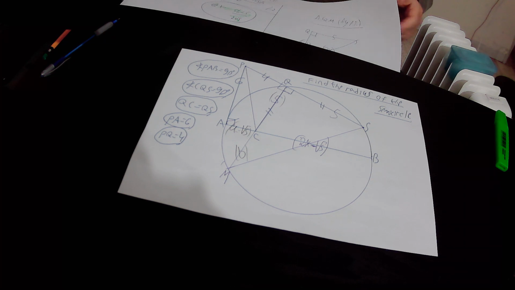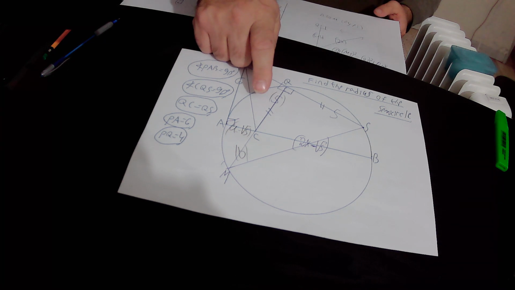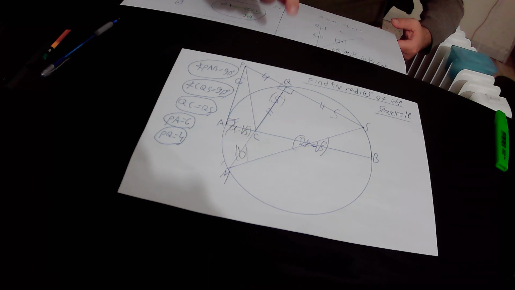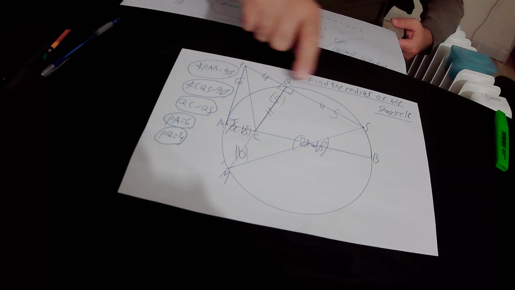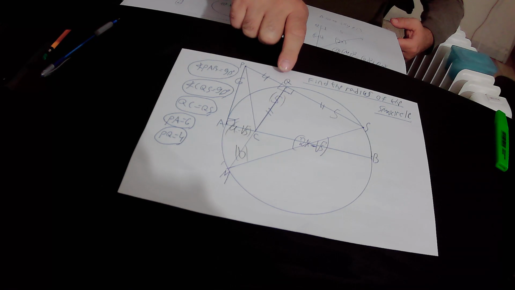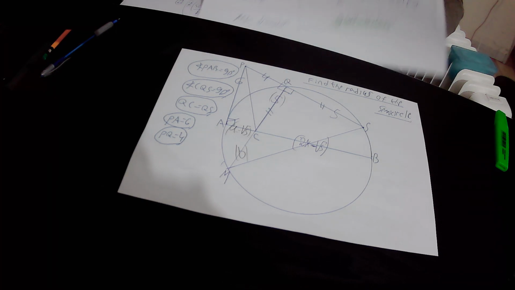Then we joined points M and S together by a straight line. So here we have peripheral angle MQS that is equal to 90 degrees. According to rule number 5, any peripheral angle that is equal to 90 degrees must rest on the diameter of the circle. Therefore, MS must be equal to the diameter of the circle.